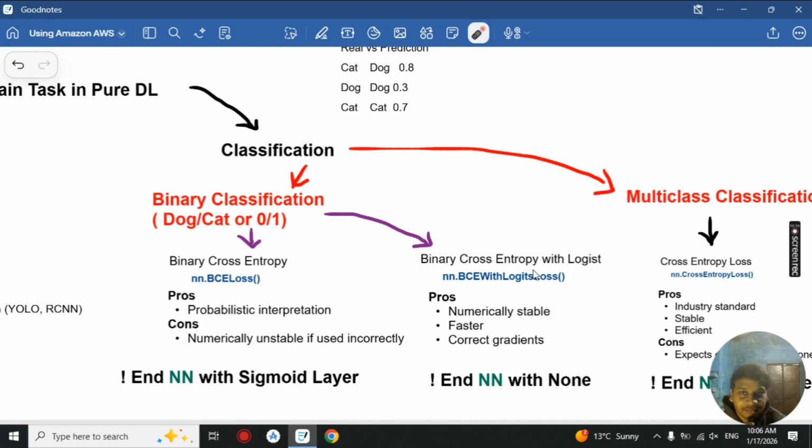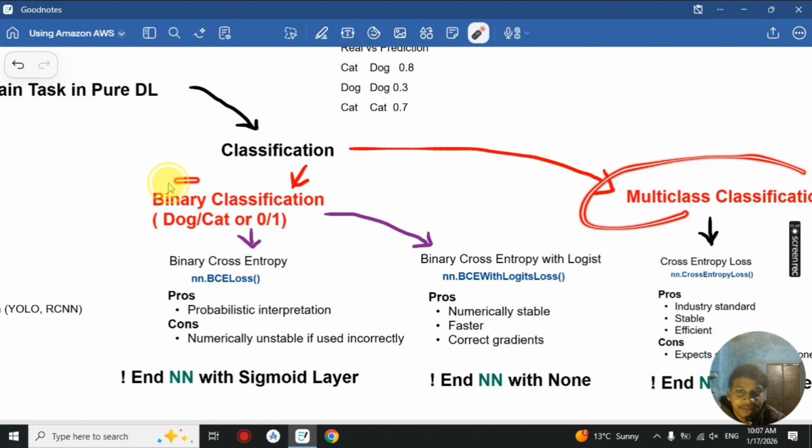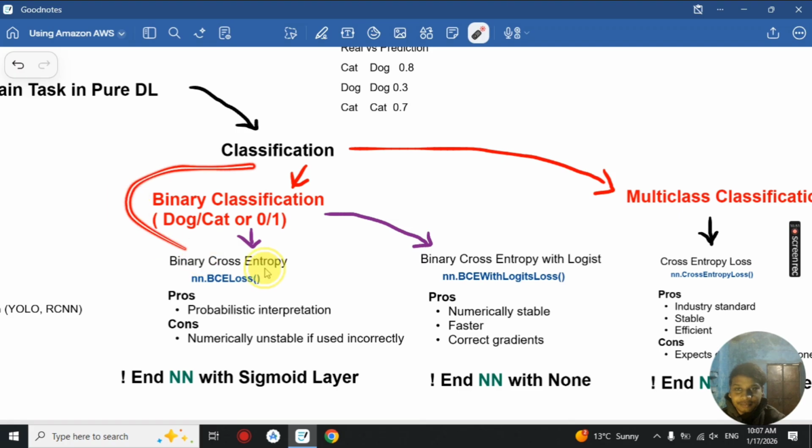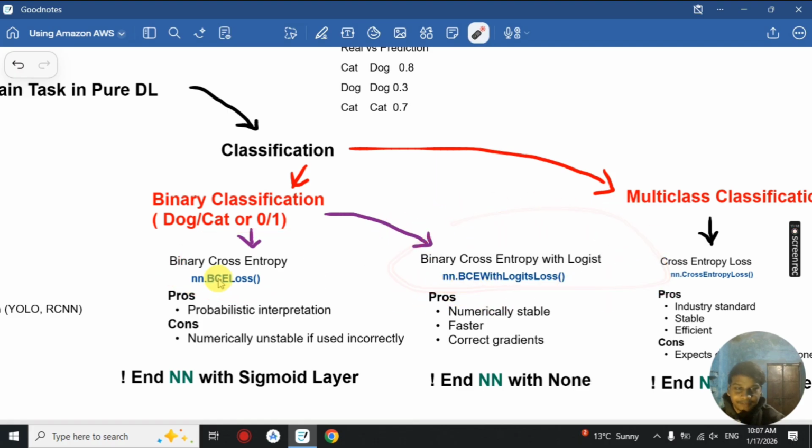In classification we have two types: first is binary classification and second is multi-class classification. In binary classification the choice is about dog or cat, 0 or 1, true or false. This is called binary classification. Here we could use two losses: first is binary cross entropy and second is binary cross entropy with logits.